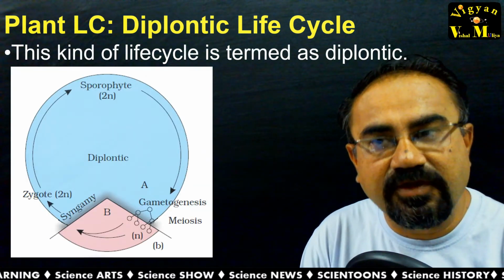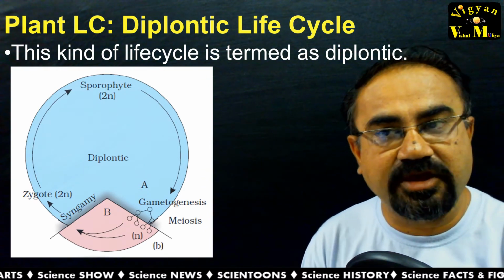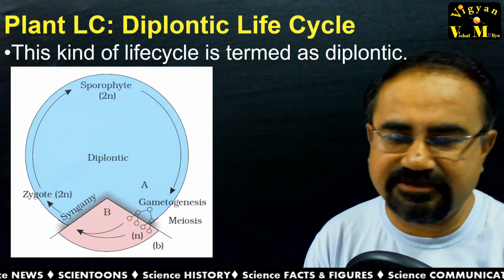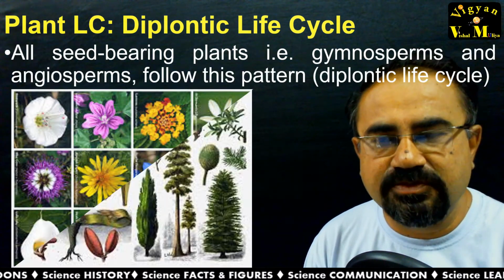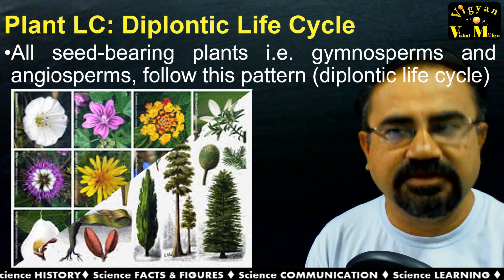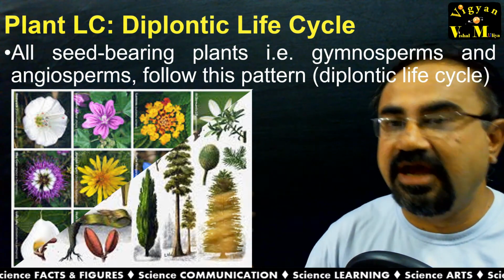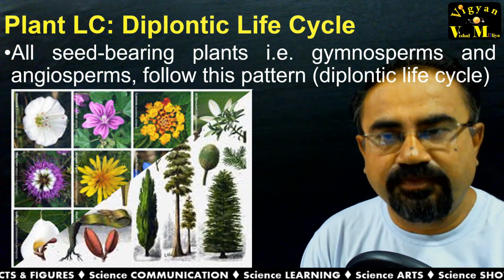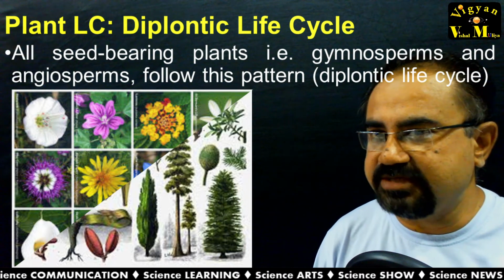So this kind of life cycle where the dominant one is the diploid phase is termed the diplontic life cycle, and this diplontic life cycle is presented by gymnosperms and angiosperms, and in another way you can say they are the higher plants. So this is what you can call the diplontic life cycle.